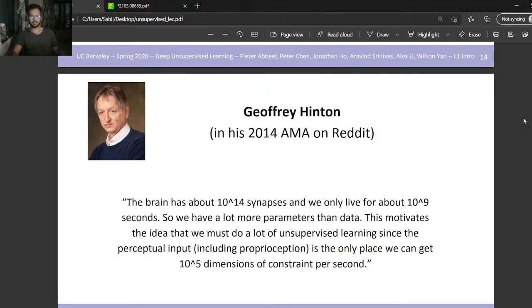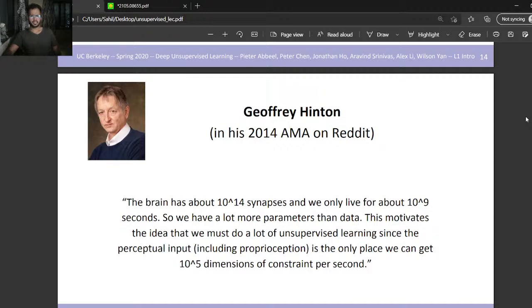There is a very good quote by Geoffrey Hinton in 2014. He mentions that the brain has about 10 to the power 14 synapses, and we live only for about 10 to the power 9 seconds. So we have a lot more parameters than data. This motivates the idea that we must do a lot of unsupervised learning in the perceptual input, including proprioception, which is the only place we can get 10 to the power 5 dimensions of constraint per second.